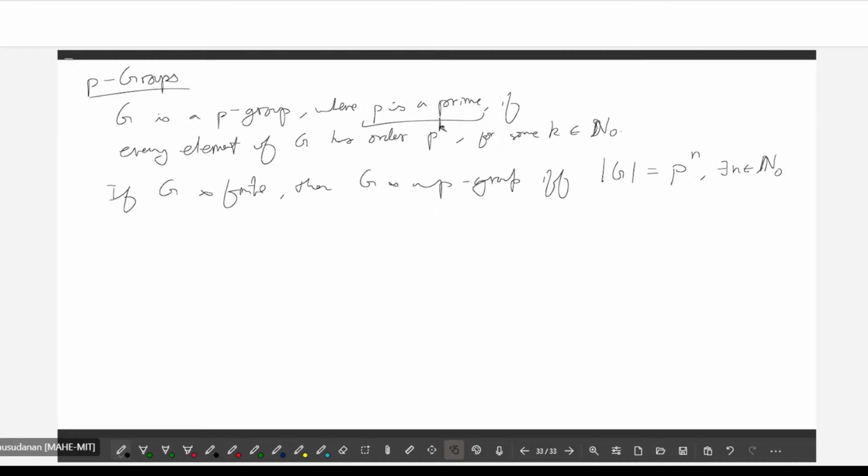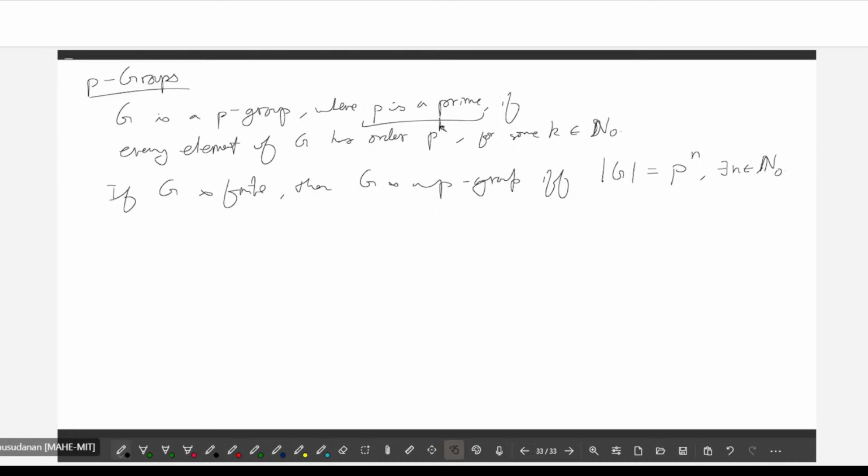Is there an infinite group? Can you think of an infinite group where every element has finite order, a power of one fixed prime P? ZP. Element wise study. Okay, so I get it.